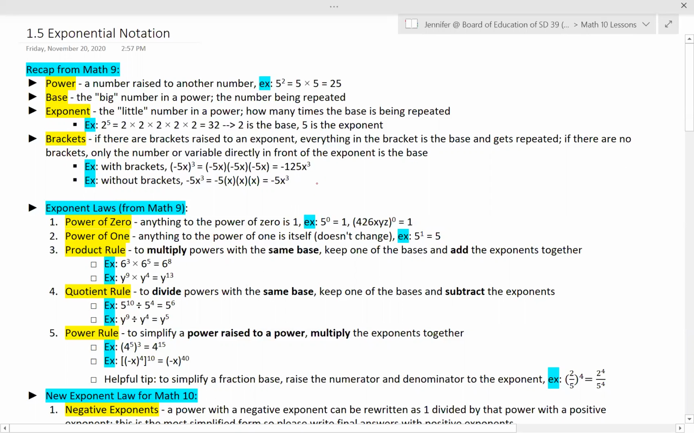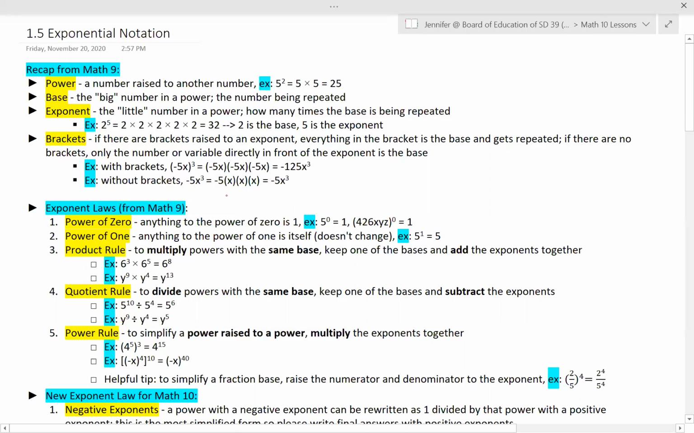But if we had the exact same question without the brackets, we have a very different answer. Because in this case, the negative 5 is just the coefficient out front. It has nothing to do with the exponent. The only thing raised to the power of 3 is the x, so that's the only thing being repeated over here. So just be careful when you're working with brackets and negatives.